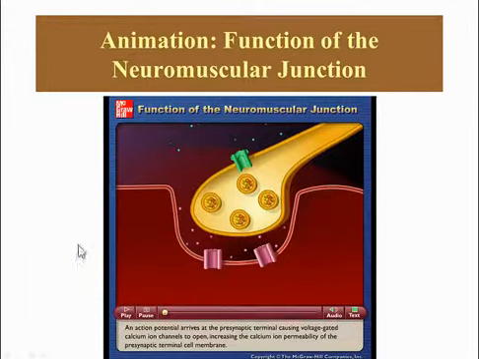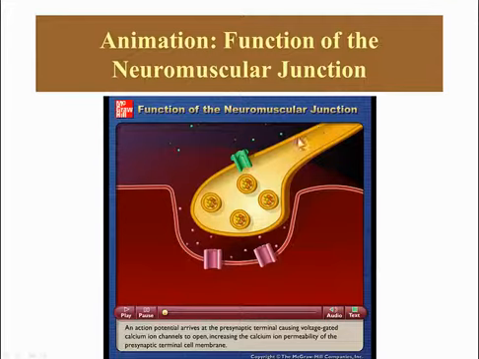Now here is an animation that you can watch on Blackboard, and it gets a little bit technical. Here is the axon ending with the synaptic knob. Here are the synaptic vesicles. And in the synaptic vesicle, you're going to have acetylcholine.